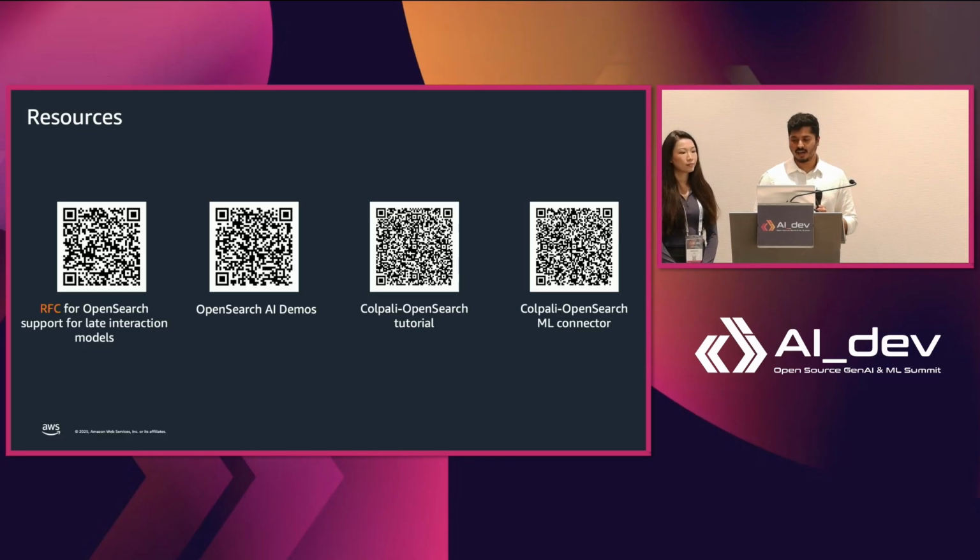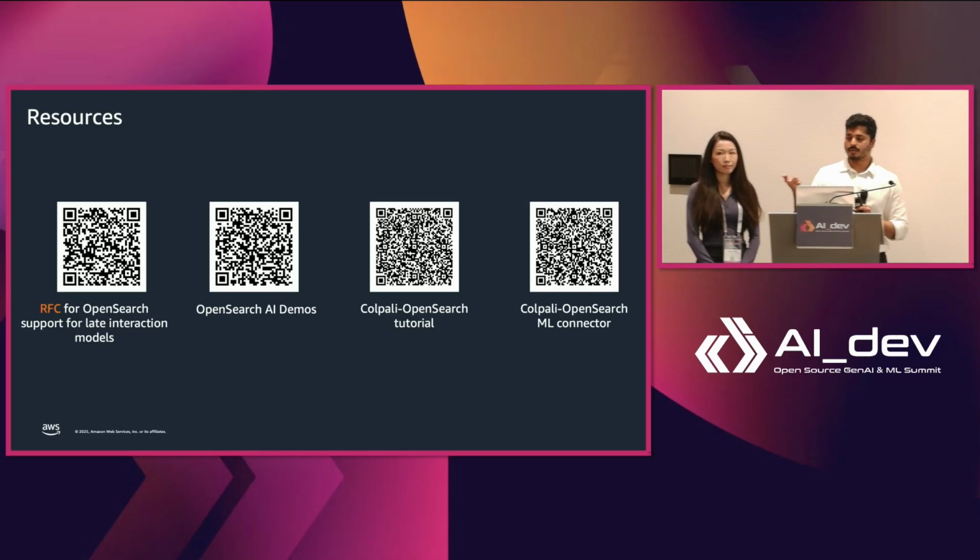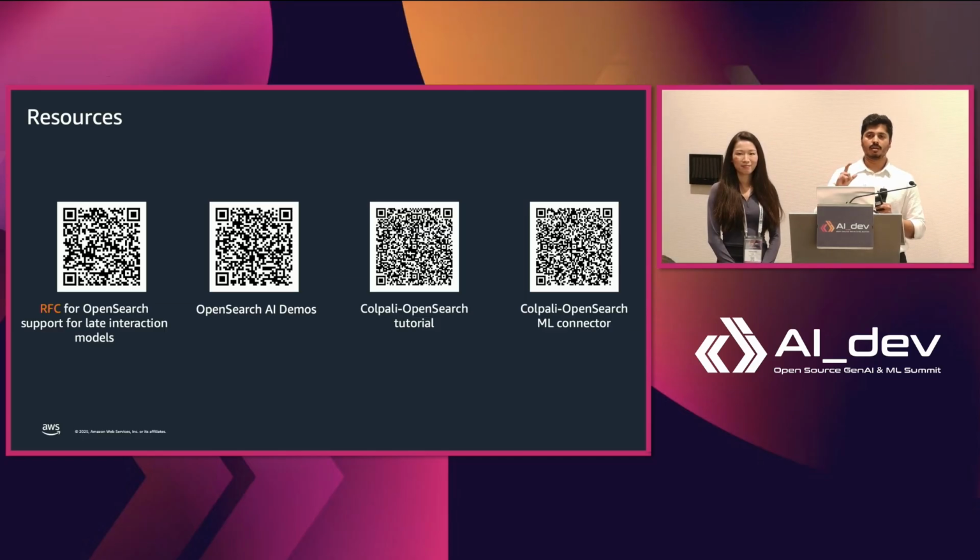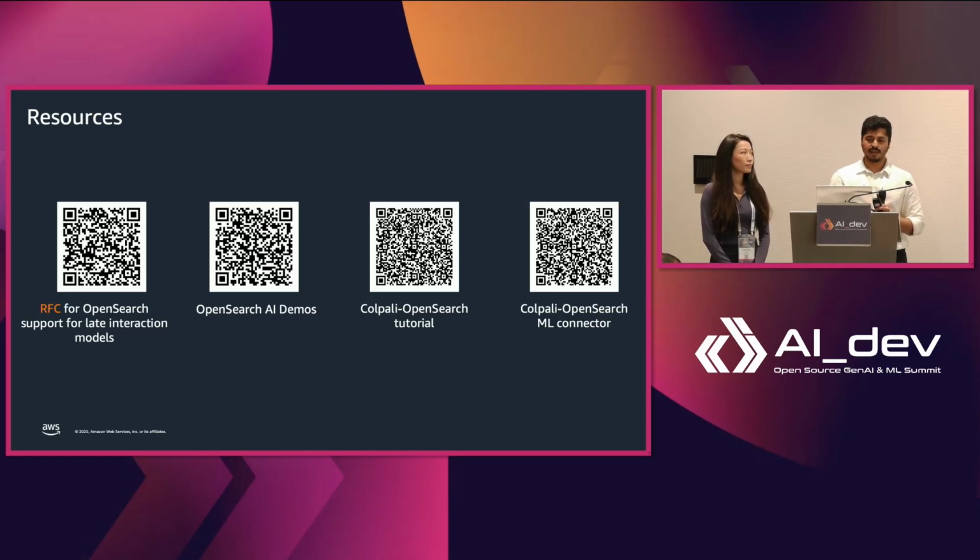And finally, the latest addition from Mingshi is a dedicated ML connector for the ColPali model. So you don't have to do the machine learning inference for the ColPali model on the client side. You can just create a connector inside OpenSearch, and OpenSearch can contact the SageMaker model, which is ColPali, and then generate vectors automatically for ingestion and search. So making your application lightweight.